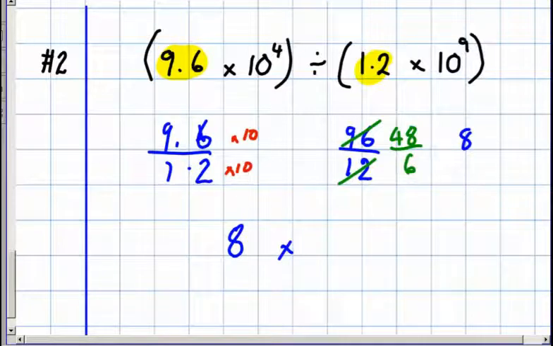Now, what about the power of 10? Well, when you divide, you subtract the powers. So it's going to be times 10 to the power of minus 5.